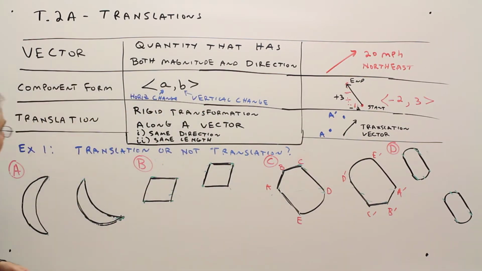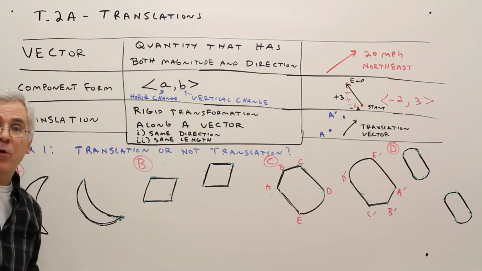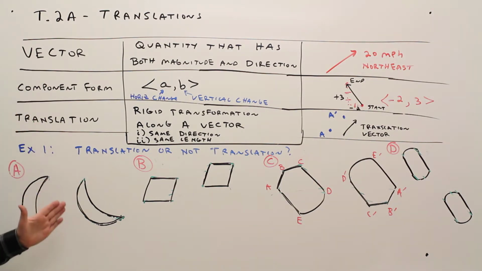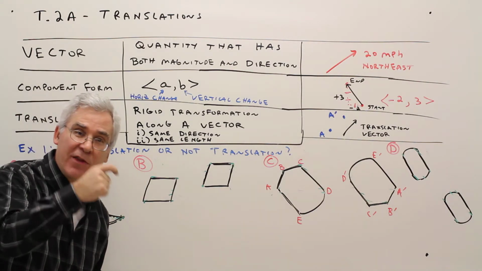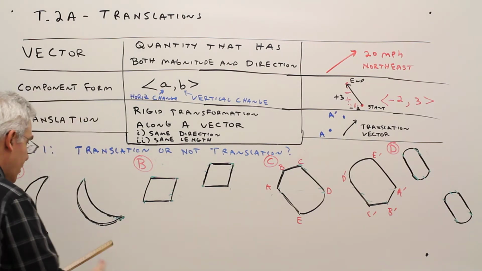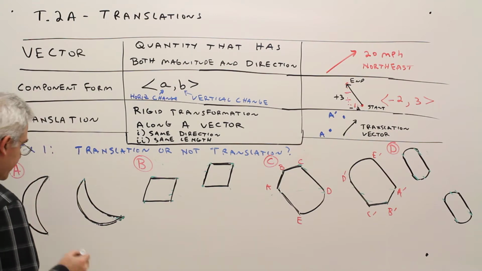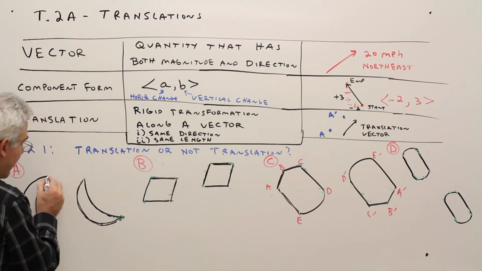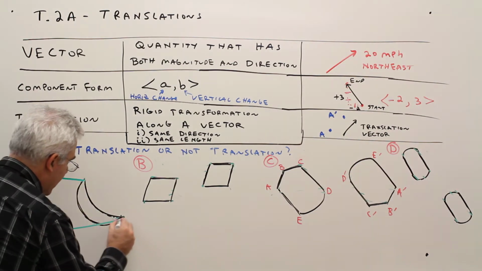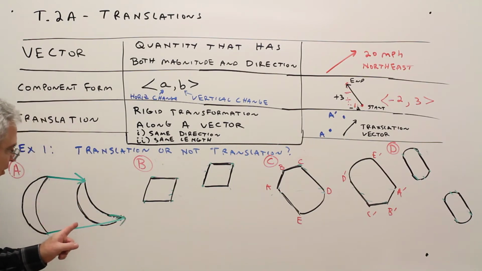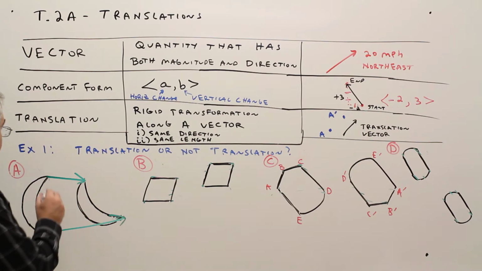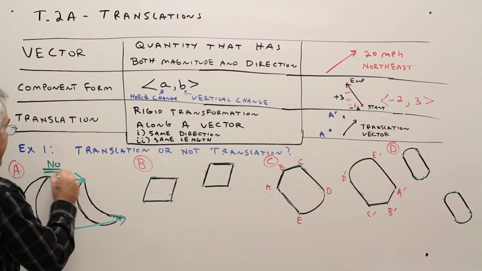All right, so example 1, translation or not translation. To see if it's a translation, every point going to the image must be the same length and same direction. So this one, I'll just do them by hand if possible. Going like that, going like that. Those are not the same direction and certainly not the same length, so no.